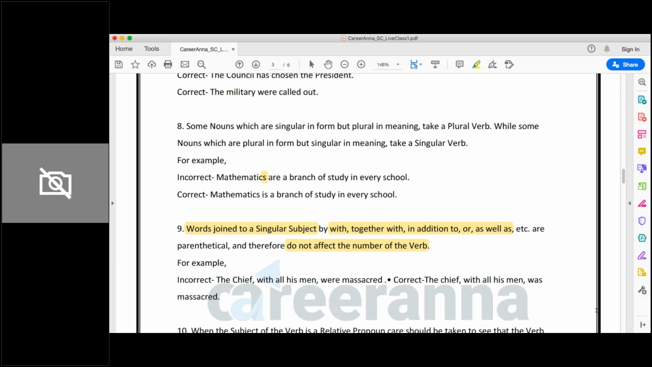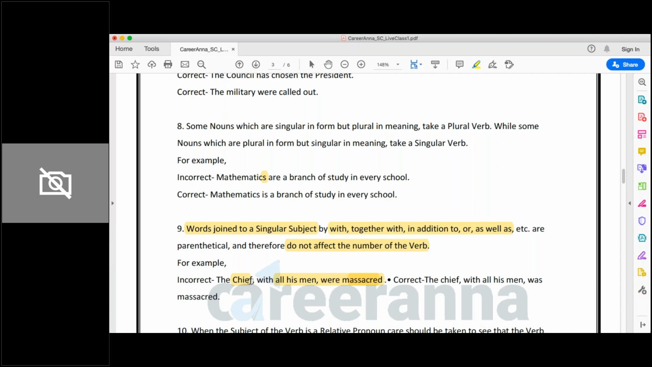We are not adding. That's what I'm saying. This word still is majorly linked with the word chief. If I swap men and chief, my verb will also change. And this is specifically when I am using the words like with, together with, in addition to, as well as. Right, Neha?